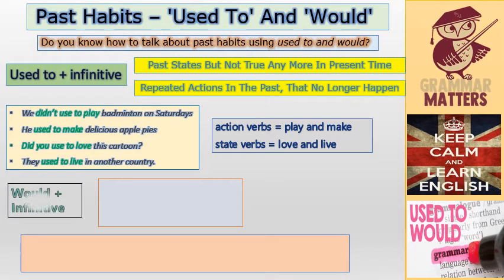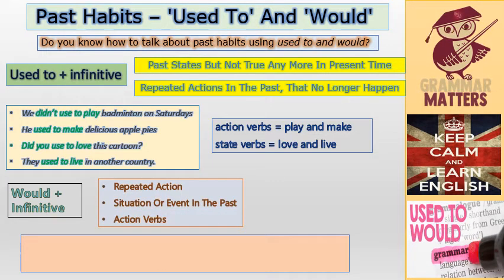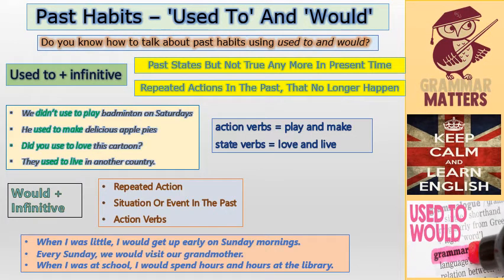The next discussion is would plus infinitive, the same structure as used to. Would can also be used to indicate repeated actions that you kept on doing in the past, or repeated situations or events in the past. And normally, would is always used with action verbs. It is not used with state verbs, like what you see in the examples with used to.